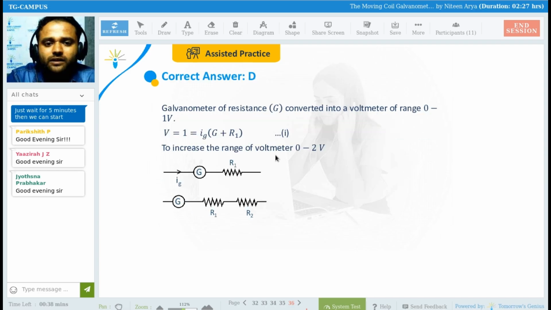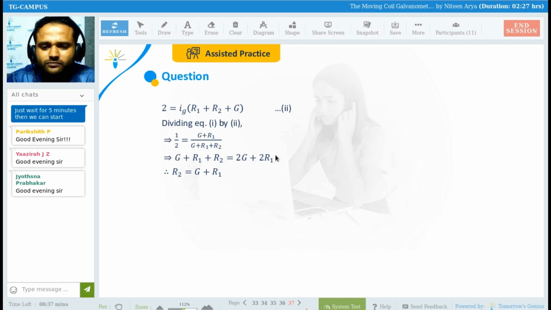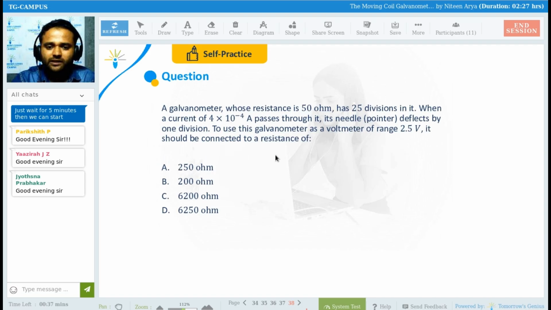Everyone see that. So galvanometer resistance G is converted into a voltmeter range of 0 to 1. So V equals 1, which is Ig (G plus R1). This is your first equation. To increase the range of the voltmeter to 0 to 2, 2 equals Ig into (R1 plus R2 plus G). So dividing equation 1 by 2, you can get this: R2 equals nothing but G plus R1. So the correct option is D.